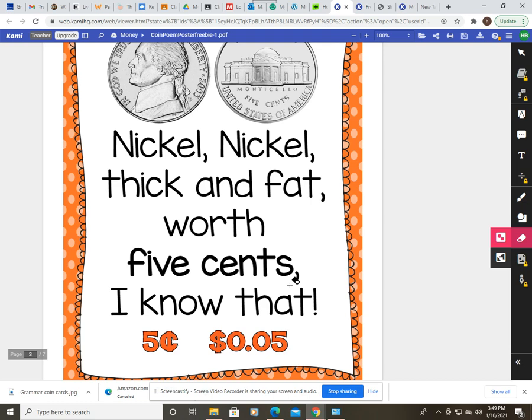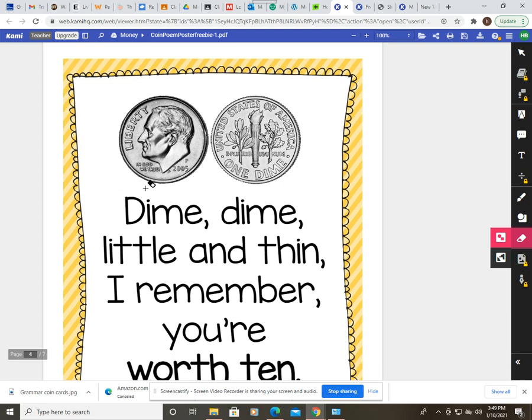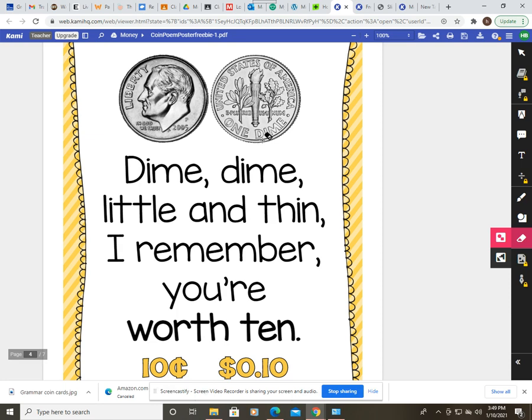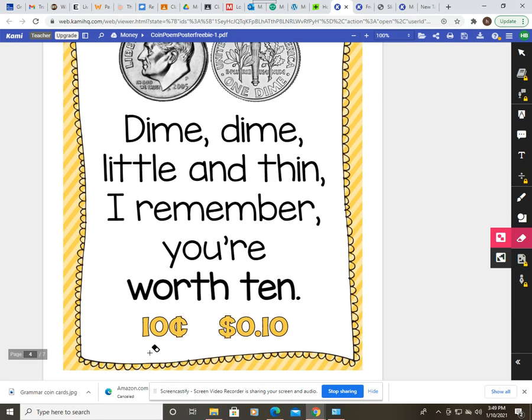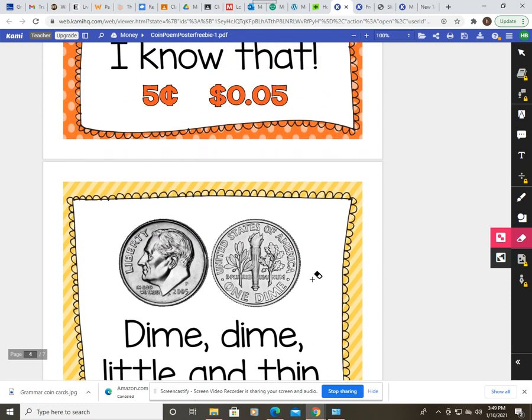So we're trying to learn this poem, and I'll show you the whole thing at the end. The next coin, and I'm glad they made it smaller because if you look at a dime, it is definitely smaller than the penny and the nickel. Dime, dime, little and thin, I remember you're worth 10, okay? So this is how you write 10 cents, or you can write it this way, and that point represents the difference between values less than one whole dollar. So our whole number system is kind of based on the value of our money.